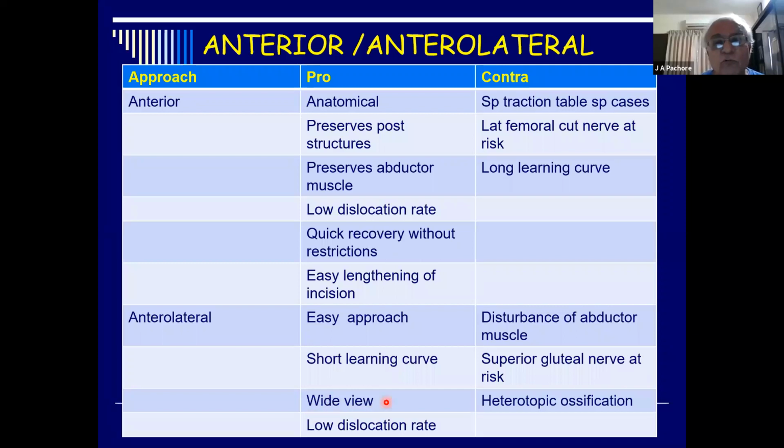You have a good wide view, low dislocation. Again, it is a low dislocation anterolateral approach because you are keeping the anterior capsule intact. Another risk is that heterotopic ossification has been reported much more compared to the posterior approach and the anterior approach, because you are cutting the muscle belly. That is the reason most people feel that heterotopic ossification is on the higher side.